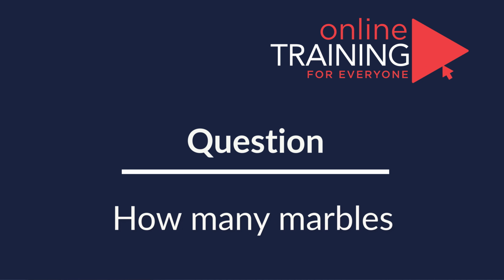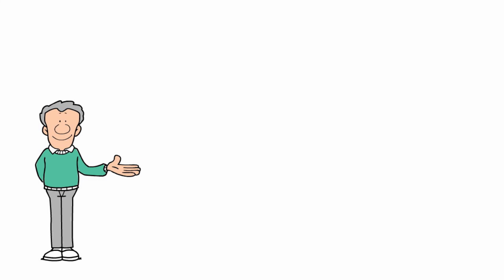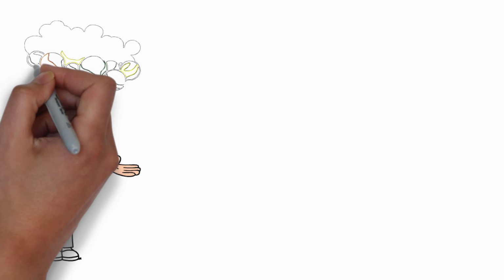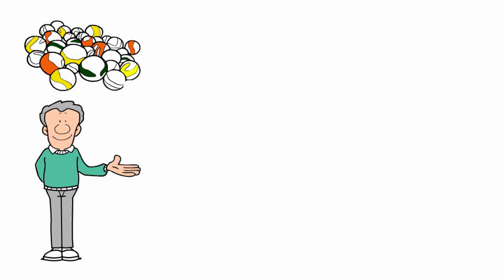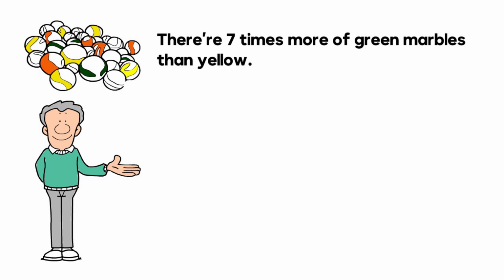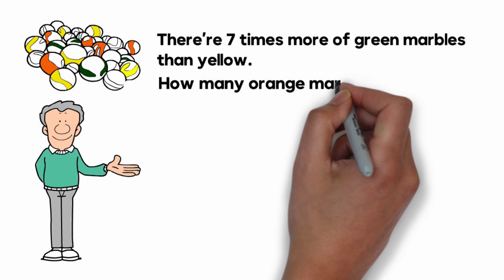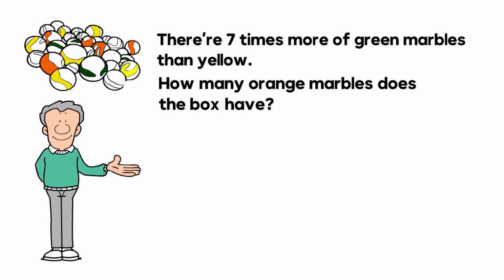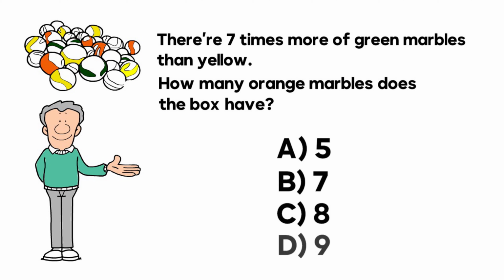Here's the cool problem, which is easy to understand but might be a little tricky to solve. The box has 15 marbles of green, yellow, and orange colors. There are 7 times more of green marbles than yellow. How many orange marbles does the box have? You have 4 different choices. Choice A, 5. Choice B, 7. Choice C, 8. And choice D, 9.